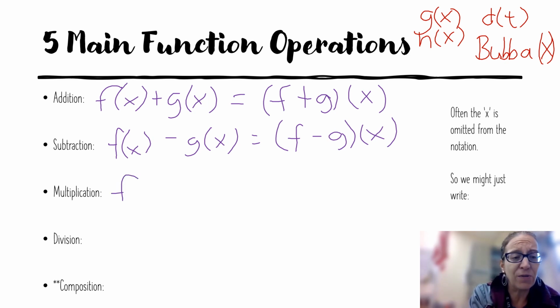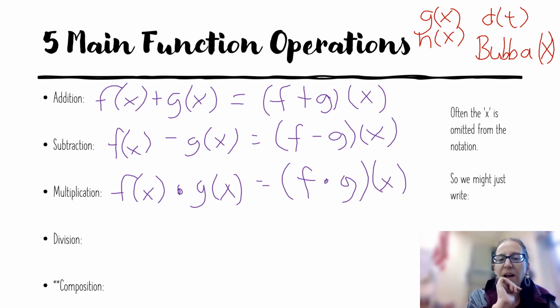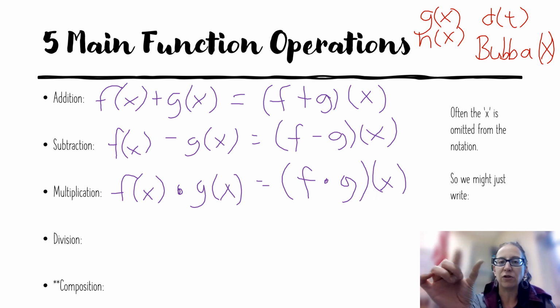Multiplication is when you have f of x times g of x, or f times g of x. Sometimes you will also see them right next to each other, like f and g. So the multiplication would be implied.